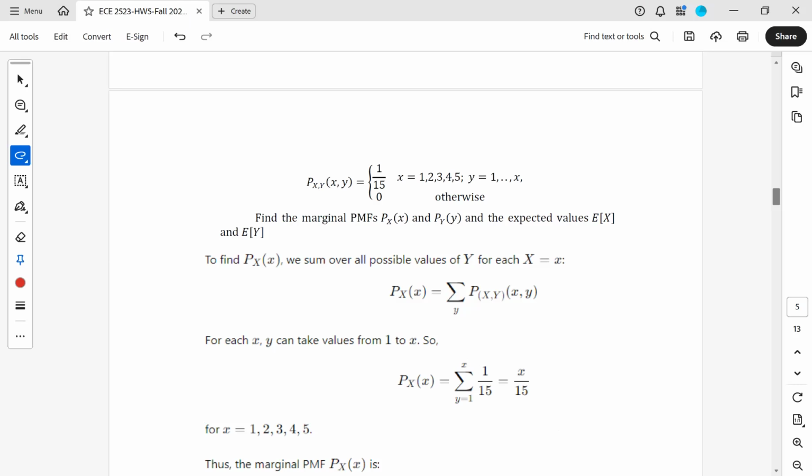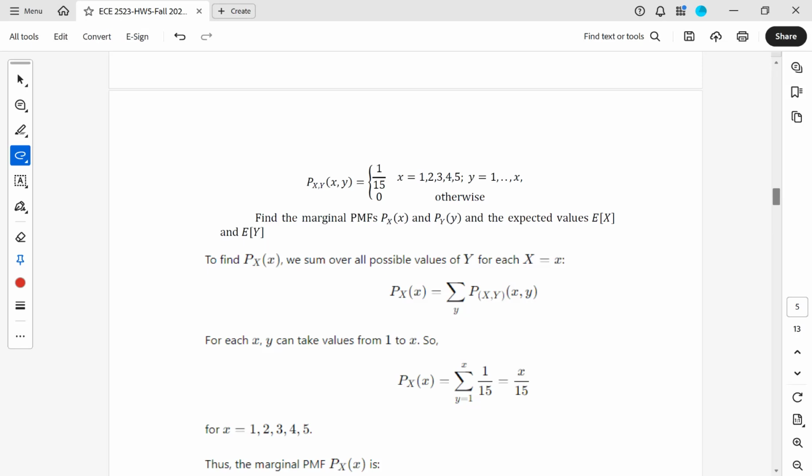Now, the question asks us to find the marginal PMFs for random variable X and for random variable Y, and then we calculate the expected value for each of those random variables, the expected value for X and the expected value for Y. Again, as we talked about during the course and in our previous session, when we want to calculate a marginal PMF for a random variable using a joint PMF, what we are going to do is sum the probabilities over all the other random variables that we have.